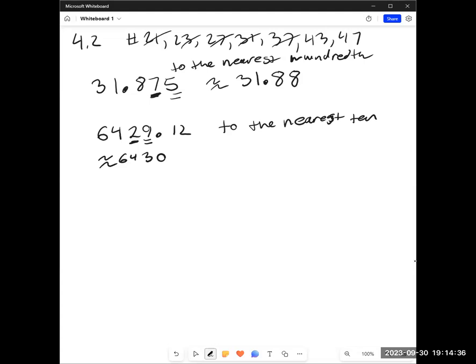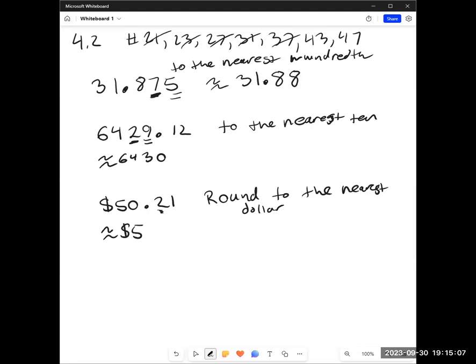Now we have $50 and 21 cents, and we want to round to the nearest dollar. So look at the tenths of a dollar place value, and it's a 2. So we're going to round down and say that it's about $50.